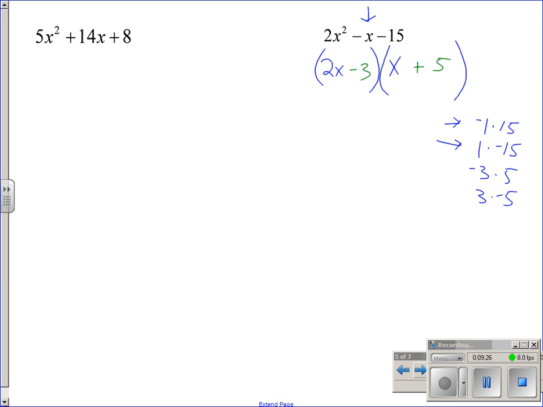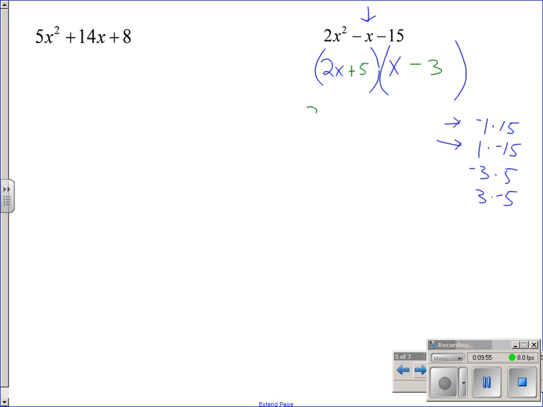Now, to check, we're just going to do FOIL. So we know the 2x squared is right. We do the outside terms, that's a plus 10x minus 3x. Okay, so that is not going to combine to be a negative 1x. So that's not the right combination. You can also try the other way around. We could put a plus 5 here and minus 3 there. Still the same set of factors, but changing the spots.